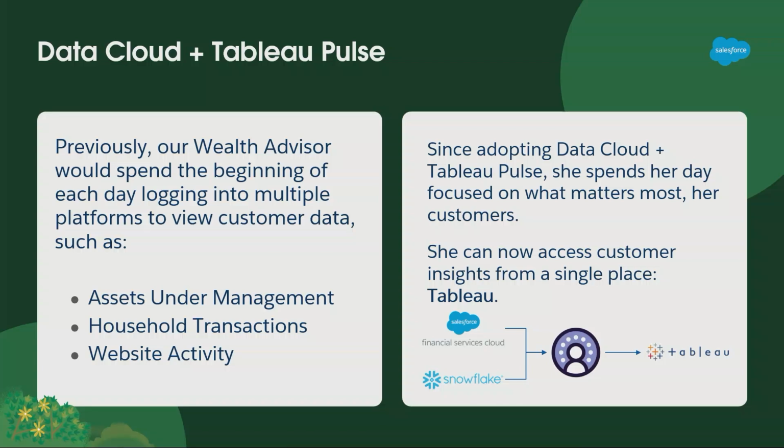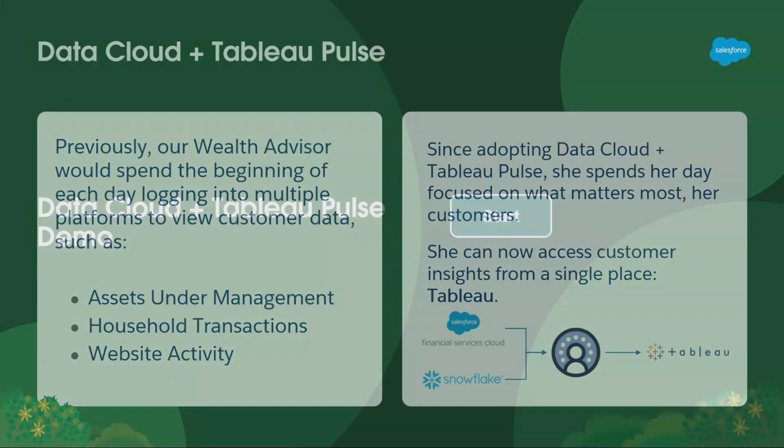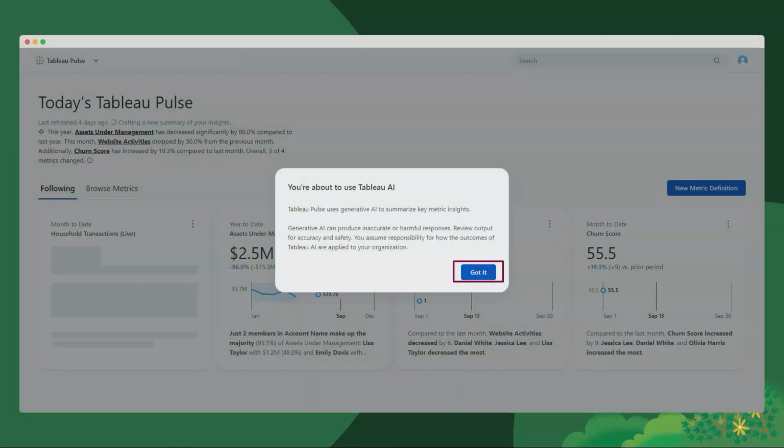So let's revisit our Wealth Advisor scenario. We've got our Wealth Advisor, and she would be spending a lot of her time each day logging into some disparate data sources, looking for things like her assets under management, household transactions, website activity, for all of her different clients. And that could take a fair bit of time. Now that they're using Data Cloud and Tableau together, she can spend a lot less time looking at data sources and a lot more time with her clients. So we see here, as an example, pulling in data, for instance, from Financial Services Cloud, some data from Snowflake, bringing that all together in Data Cloud, and then visualizing it in Tableau. So let's take a look at how this looks.